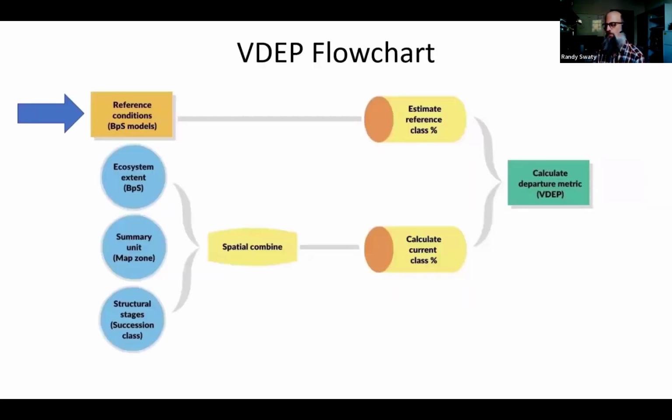back to our flow chart for hopefully a little bit of grounding. As I mentioned in our flow chart on the left, we have our main inputs that with some computing lead to vegetation departure, or VDEP. One of the key ingredients for LANDFIRE's vegetation departure are our reference condition or biophysical settings models. That's where we got our reference percents per succession class.